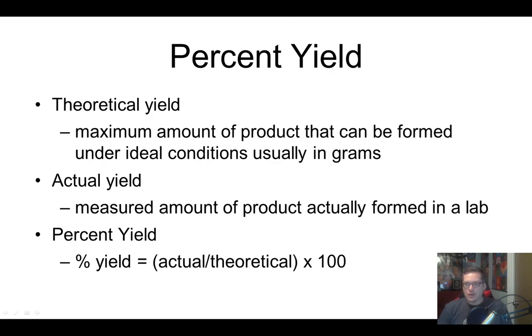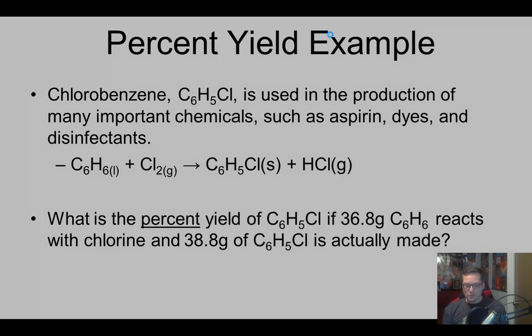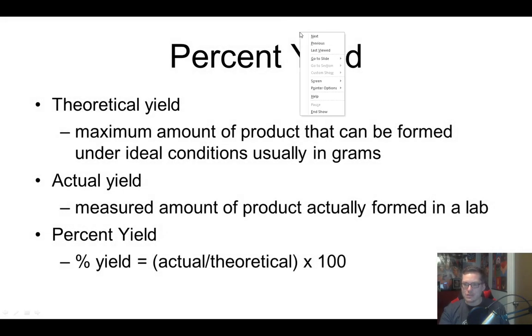Okay, so yield. Remember, yield is the specific term chemists use to talk about how much they've made. Remember we talked about two things combined to yield, right? So it's how much you've made. And really we want to be able to specifically figure out how much we made and how good our reaction was. So there's three different types of yield I want you to know. First is called theoretical yield.